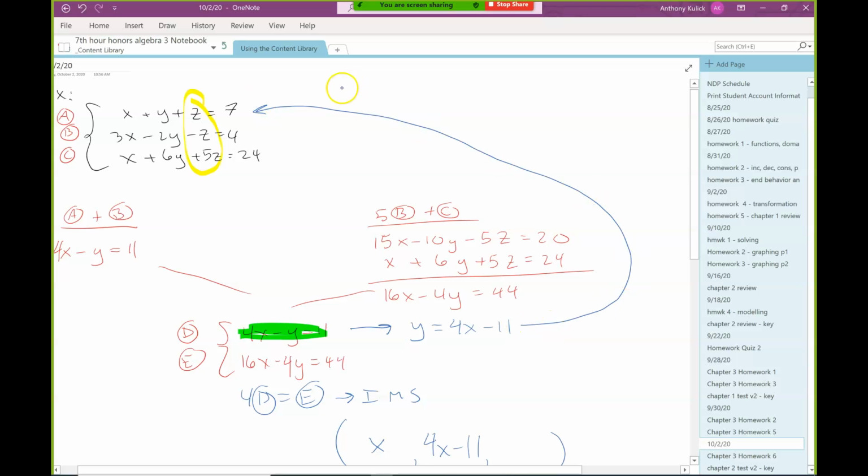So I'm going to plug that into there. So I have x plus 4x minus 11 plus z is equal to 7. If I combine my like terms, 5x minus 11 plus z is equal to 7. If I subtract 5x and add 11 to both sides, I have z is equal to negative 5x plus 18. So that's what's going to go in the z coordinate spot.